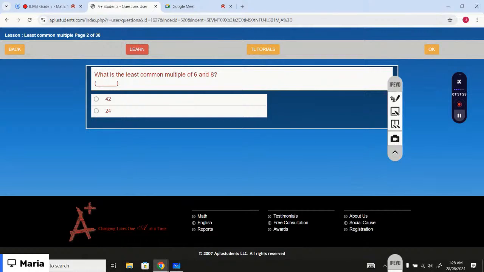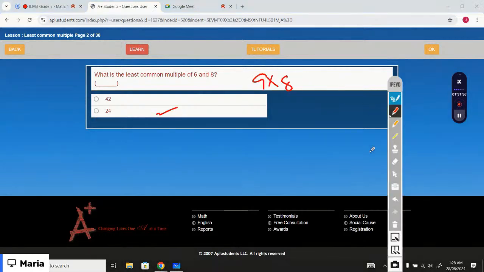What is the greatest common factor of 6 and 8? Okay, now just look at the 6 and 8, right? They have a common factor. 2 times 3 makes 6 and 2 times 4 makes 8, right? So when they have a common factor, you can write down their multiples.